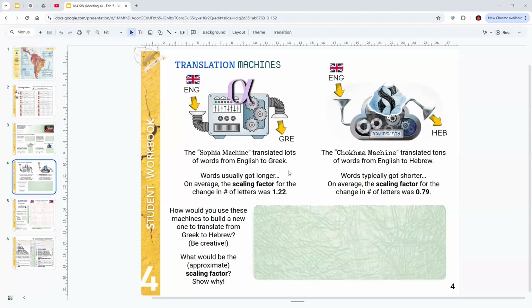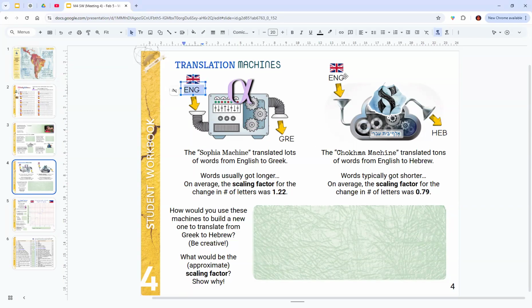Translation machines. So we have two machines. One is called Sophia and translates lots of words from English to Greek. The other one is called Shokma, and it translates lots of words from English to Hebrew. So we just have these abbreviations: ENG, GRE, ENG, HEB.